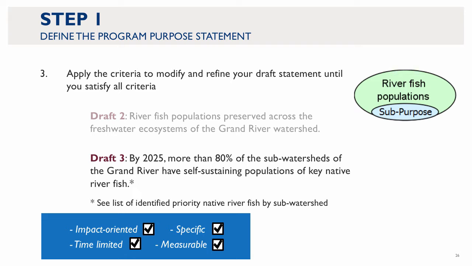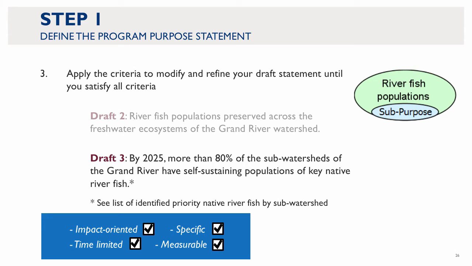The team will need to be clear about what constitutes self-sustaining, as this will be something else the team or one of their partners will need to measure. Again, this further clarification is important, but it can be done as a follow-up to the process of defining the original purpose statement. The team could even put an asterisk after self-sustaining to indicate they had a process for defining self-sustaining. So, Draft 3 is a well-defined statement that meets all the criteria.